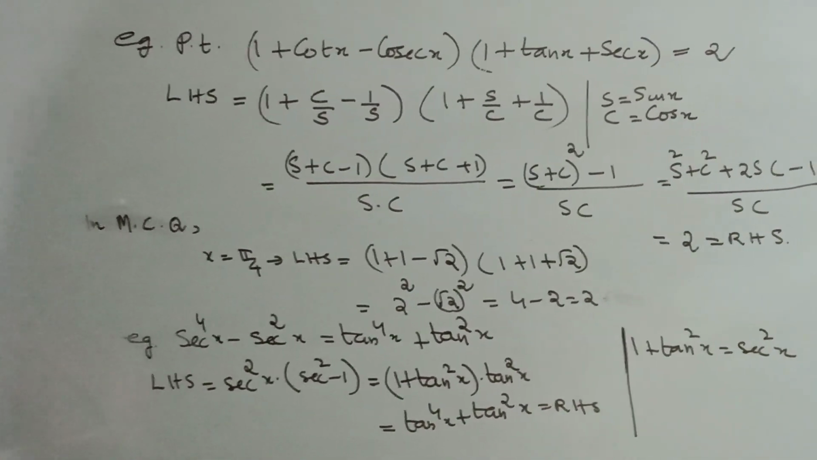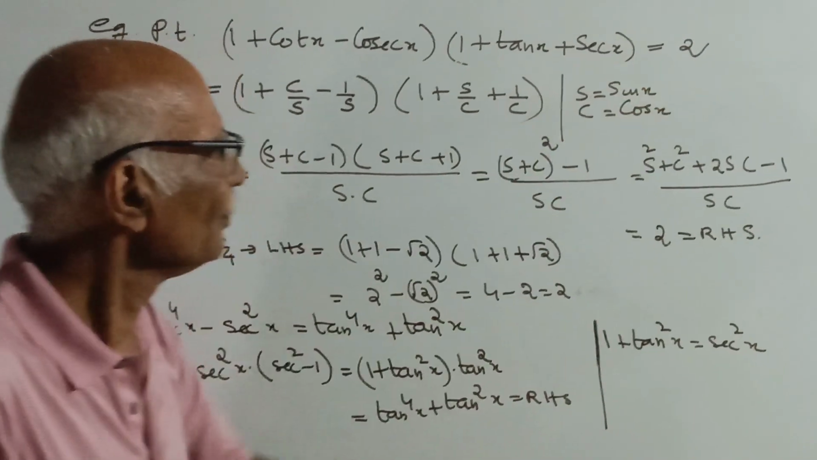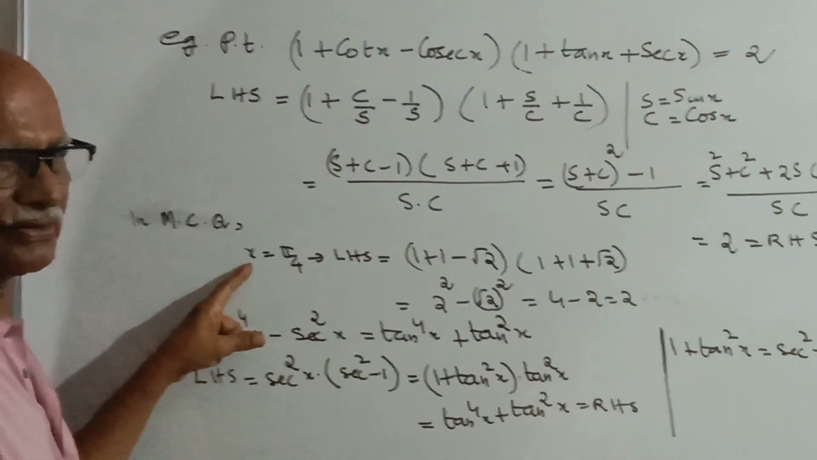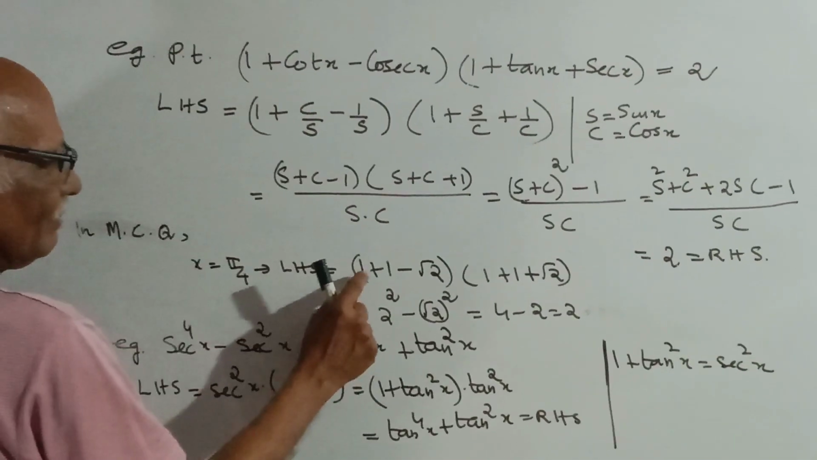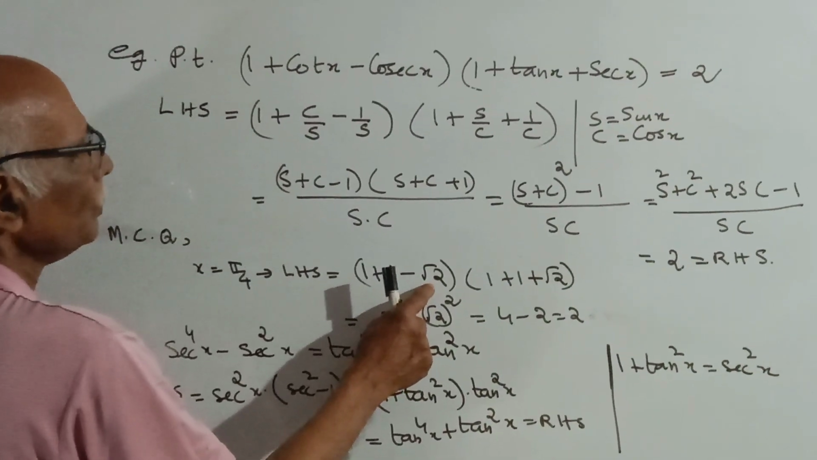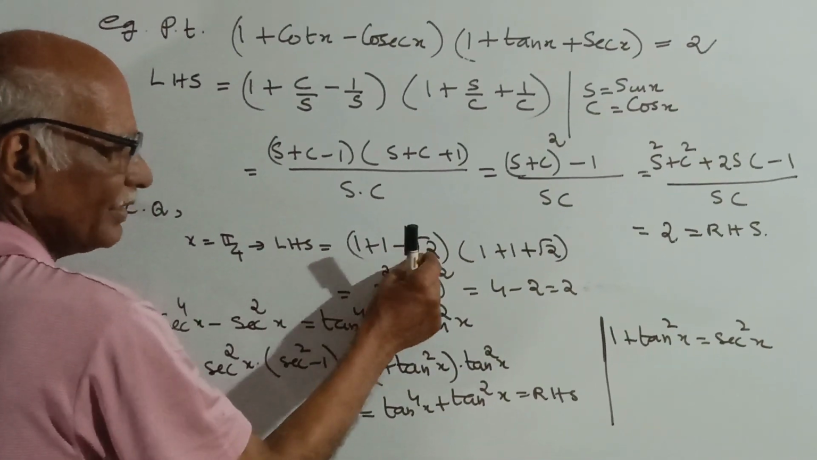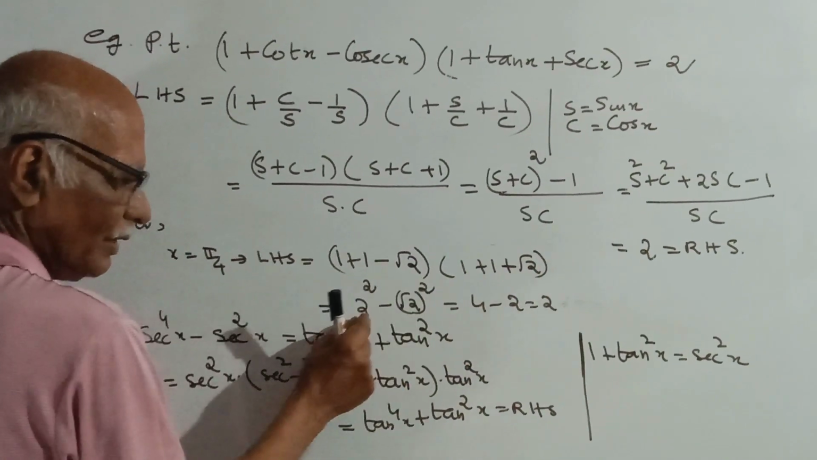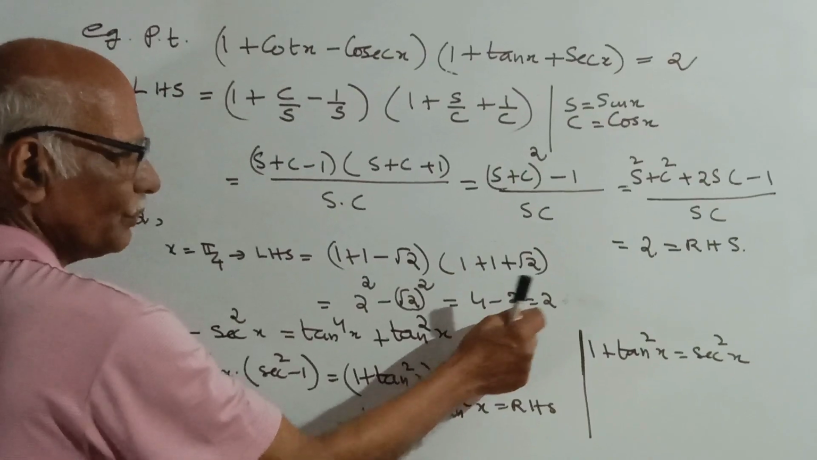You can substitute the values, and you see the right hand side is without any x. So you give some convenient value for x, x equals pi by 4. So left hand side becomes (1 plus 1 minus root 2) into (1 plus 1 plus root 2). So it is (2 minus root 2) into (2 plus root 2). It is 2 squared minus root 2 the whole square. It is 4 minus 2 equals 2.